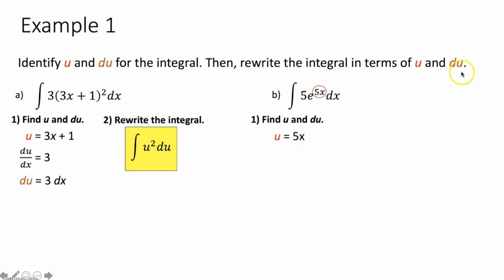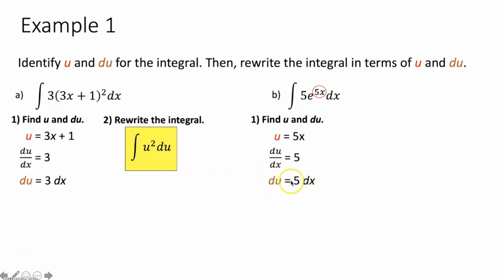Now the question is, what is du? Well, we take the derivative of this equation with respect to x. So the derivative of u with respect to x is du dx. The derivative over here of 5x with respect to x is just going to be 5. We need du though, not du dx. So we multiply both sides of the equation by dx. We get du is equal to 5 dx.